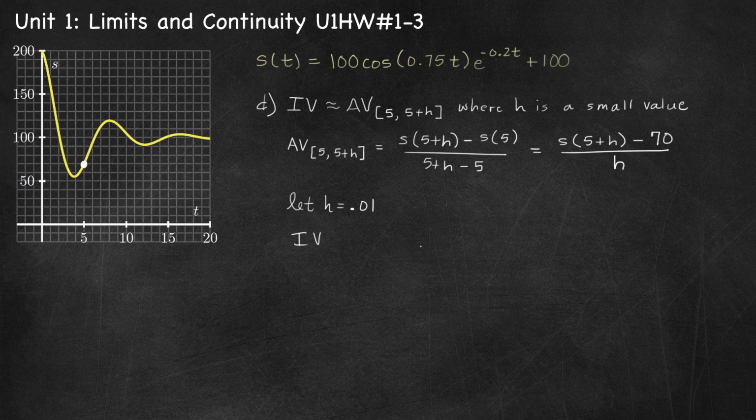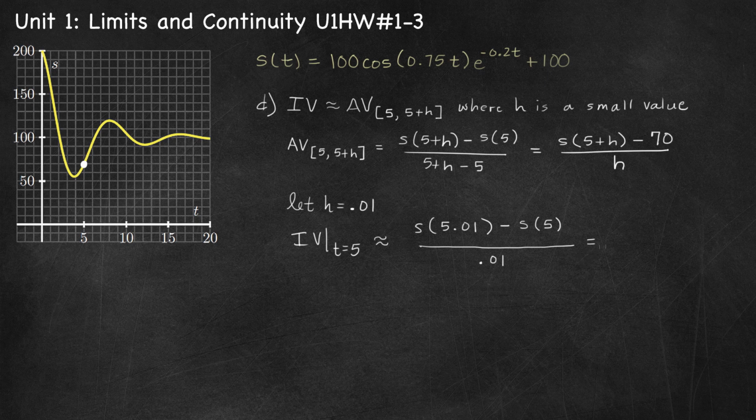So instantaneous velocity at t equals 5 is approximately equal to s of, now 5 plus 0.01 is just 5.01, minus s of 5, which I said was 70, but since I'm going to use the equation, I'm going to recalculate s of 5, try and get a more accurate approximation, over h, so over 0.01.